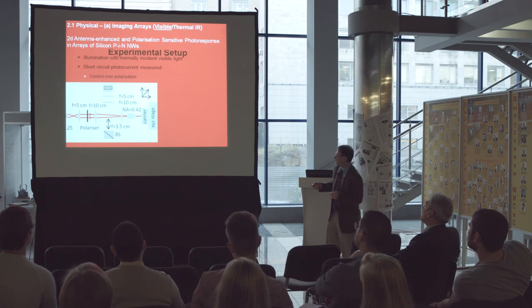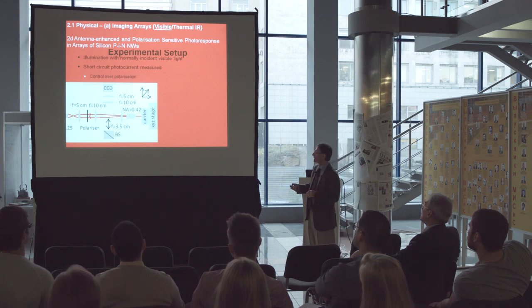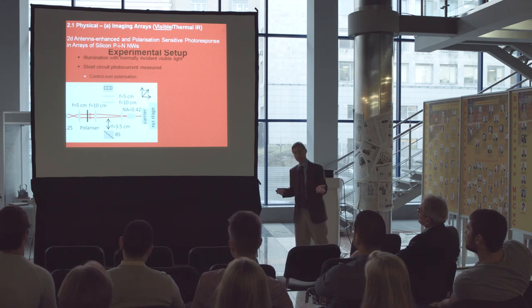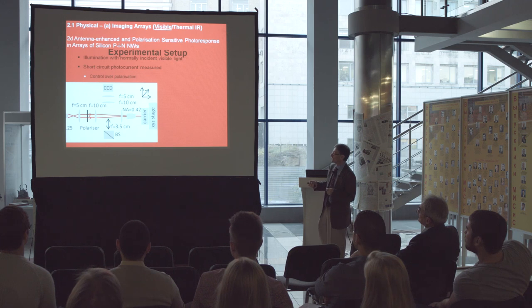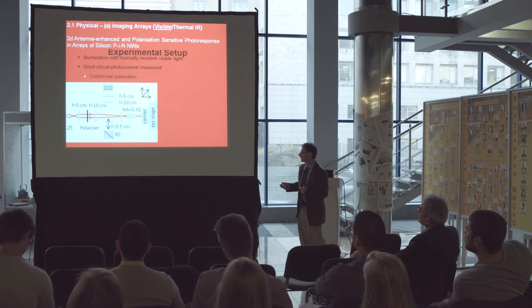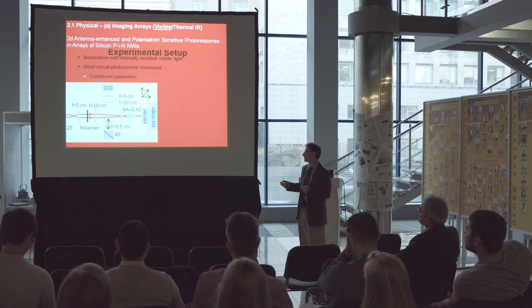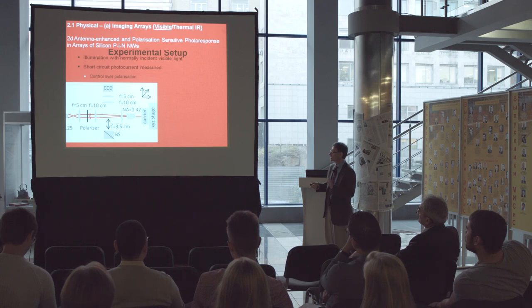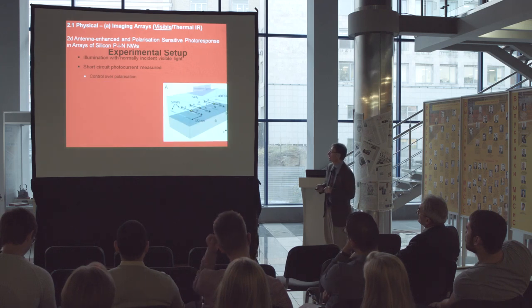You can't see the setup here, which I apologize for, but it has a wavelength-resolved light source and an optical train which ends up with an objective lens to bring the light to a focus on your wire systems. We can introduce a polarizing beam splitter and polarize the light, so we can look at the angular dependence of polarization. I'll show you results on that. And we can study the photoresponse of these wires.